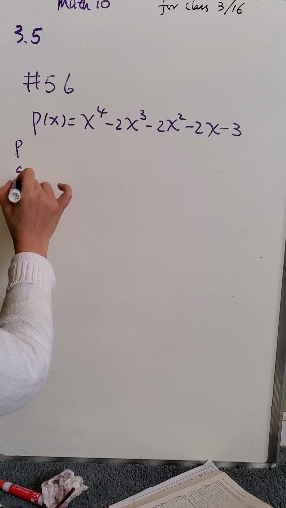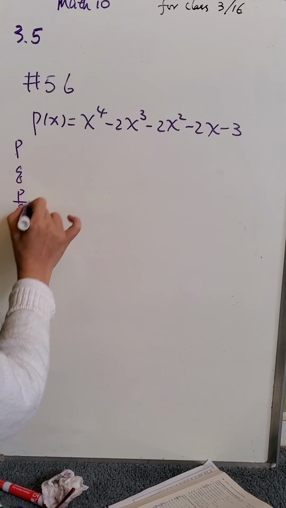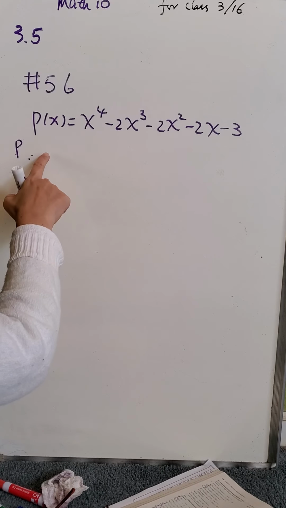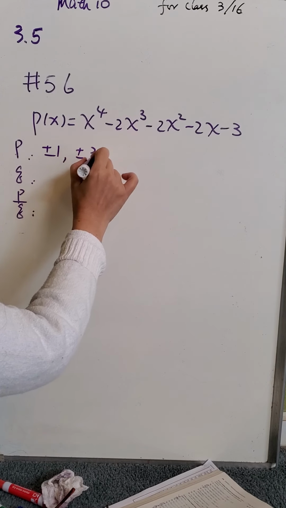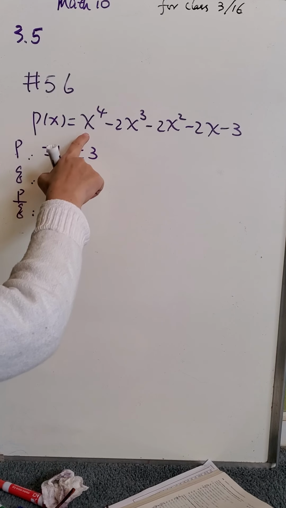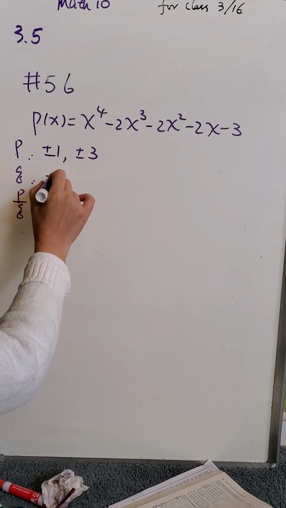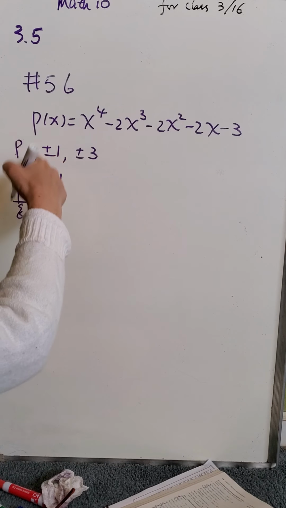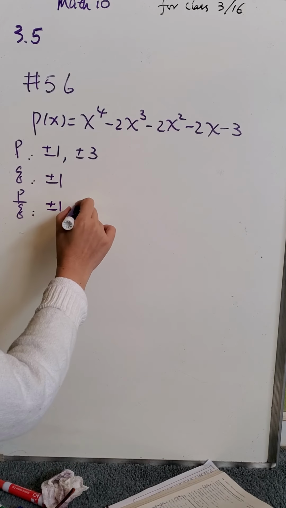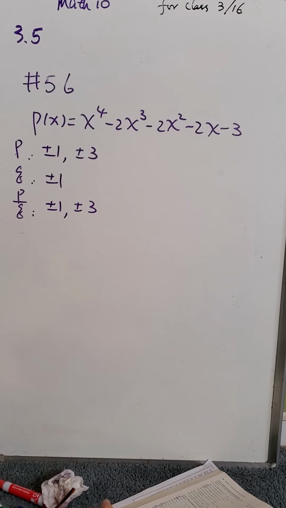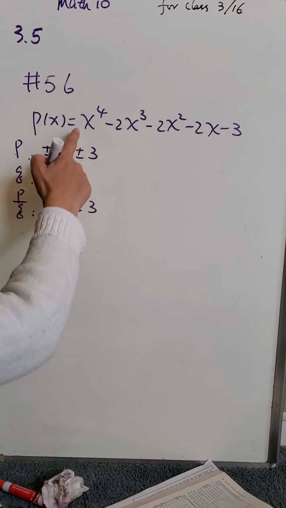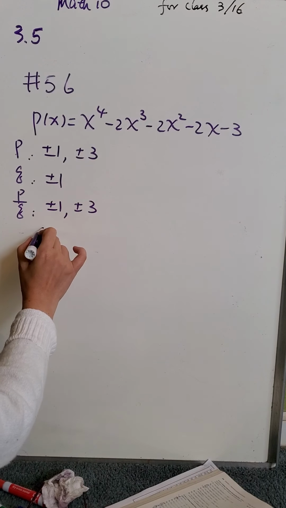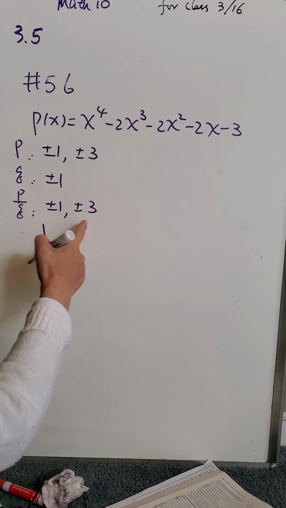So P over Q. Your P's, all the numbers that can divide 3, so plus minus 1, plus minus 3. Q's, all the numbers that can divide 1, so plus minus 1. Divide them together, so plus minus 1, plus minus 3. Okay, so that means a possible solution without i or without square root will come from here. Okay, so we're going to use synthetic division to start to narrow them down, any solution possible from here.